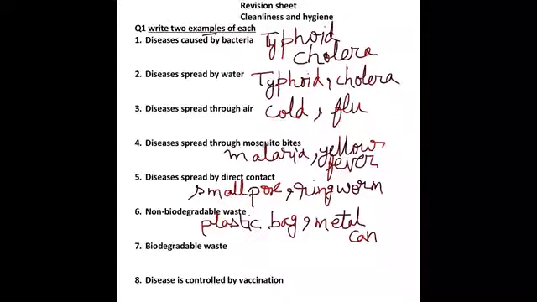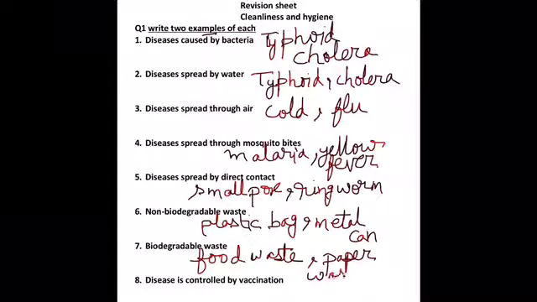Then comes biodegradable waste. This is food waste. So leftover food will be included in this. Food waste and paper waste. Paper is also biodegradable. So food waste and paper waste will be included in this.